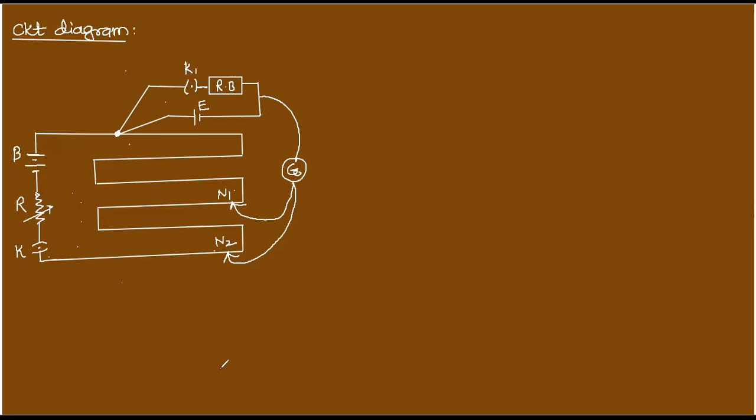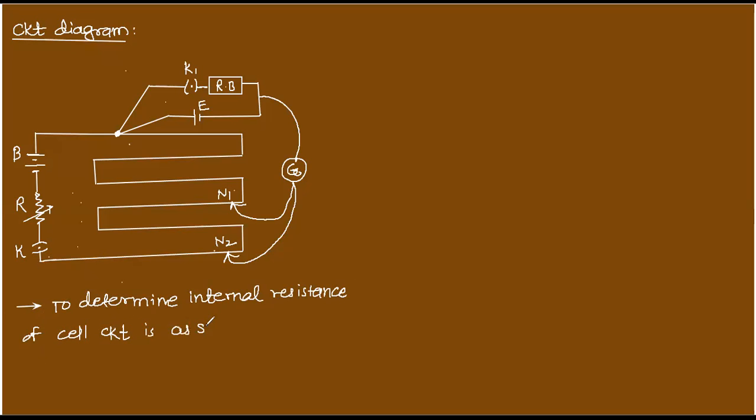So let's start now, first the points we will write. To determine internal resistance of a cell, circuit is as shown above. That's it. First point finished. Next point, what you have to write. Let's start now.